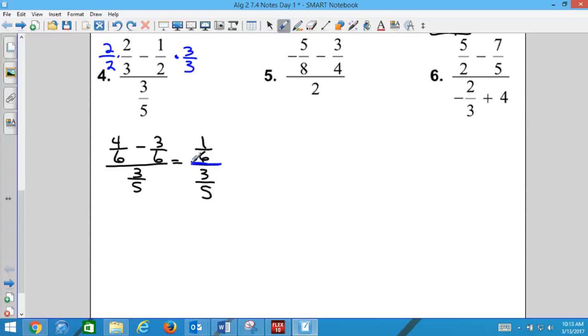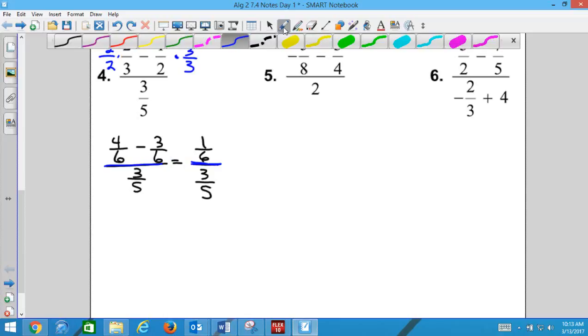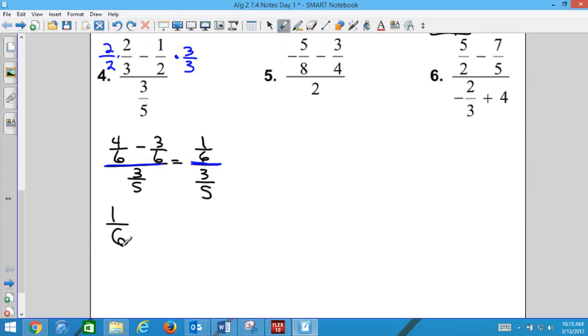So we've got like 3 division signs. I would stay with the main division sign. So I would read this as 1/6 divided by 3/5. But instead of dividing by, we're going to multiply by the reciprocal. So I'm going to still keep 1/6, and now I'm going to do times 5 over 3. So we get 5 over 18.